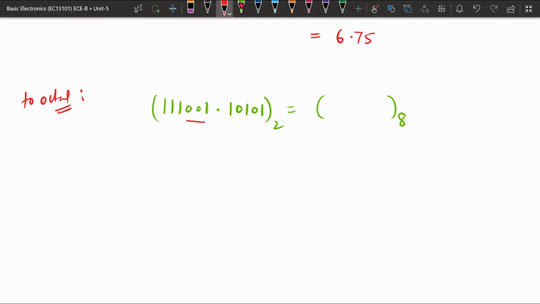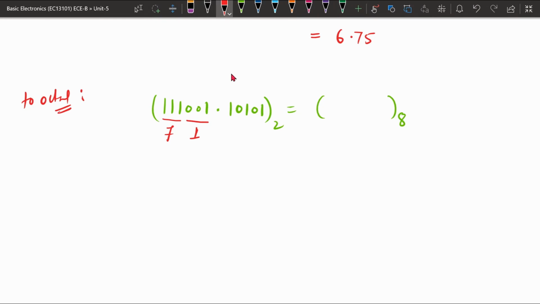So it will be 001, one pair, and 111, another pair. So for the pair 001, what is its decimal equivalent? It is 1. And the decimal equivalent of 111 is 7. Okay. And similarly, we will be making groups of 3.